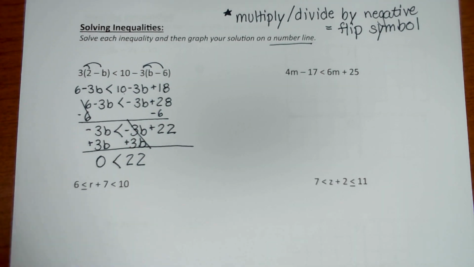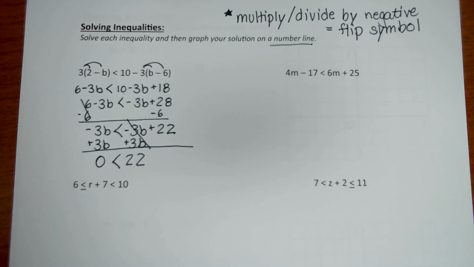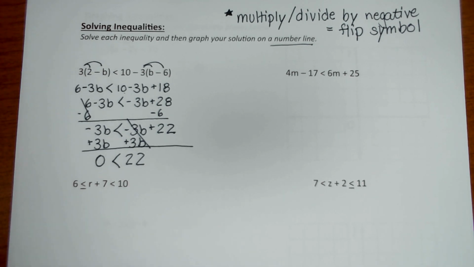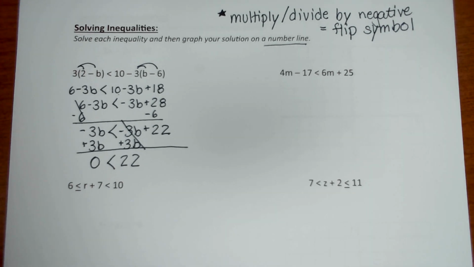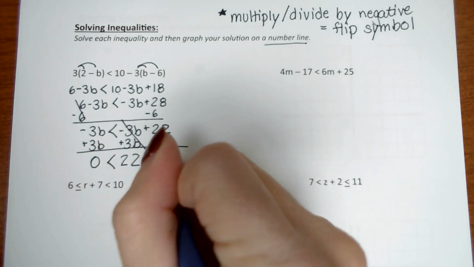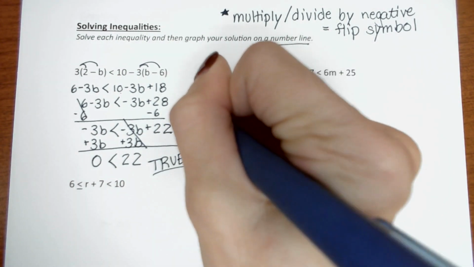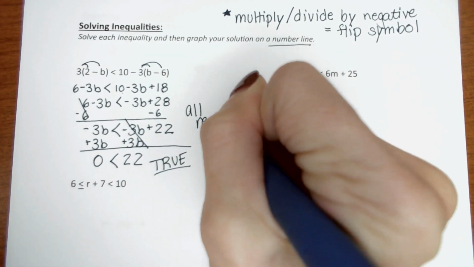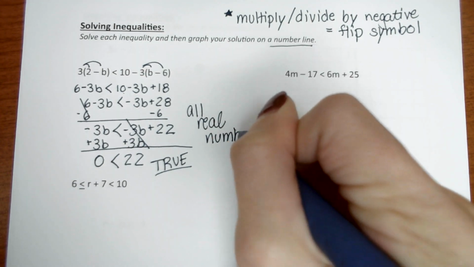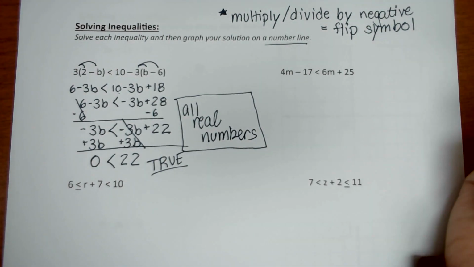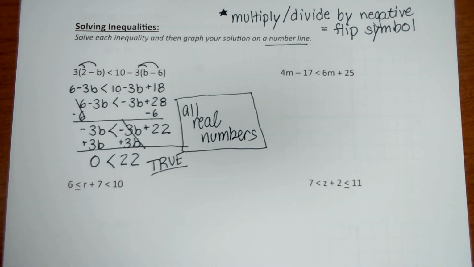Now when we get to this point, if we've eliminated all of our variables, then we have to look at the final statement to decide, is that true or false? If it's true, our answer is all real numbers. If it's false, then there is no solution. So thankfully, this one is true. So our answer is all real numbers. And that's how you would leave it.